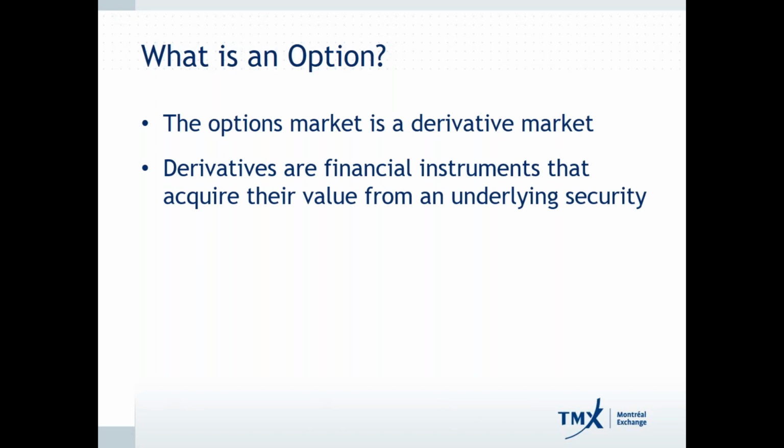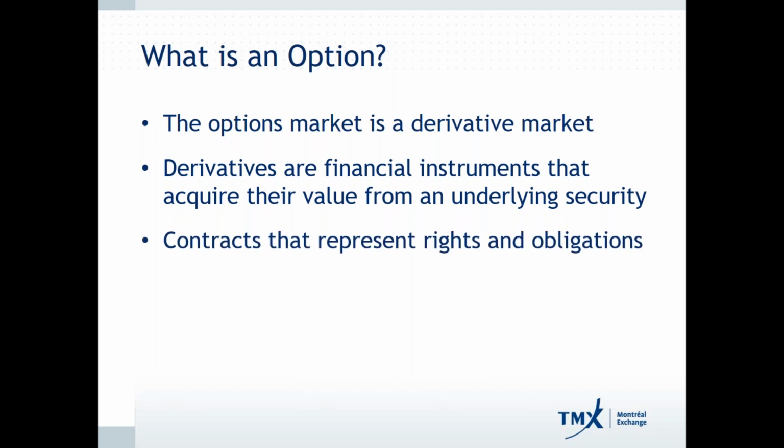Now, these derivatives are called derivatives because they acquire their value from an underlying security. In not so many words, when you have, let's say, a call option on Suncor, the price of that call option is derived from the actual price of Suncor shares. So the option is a derivative of the shares, and that's why it's considered a derivative.